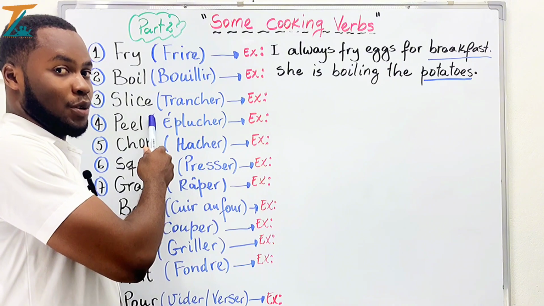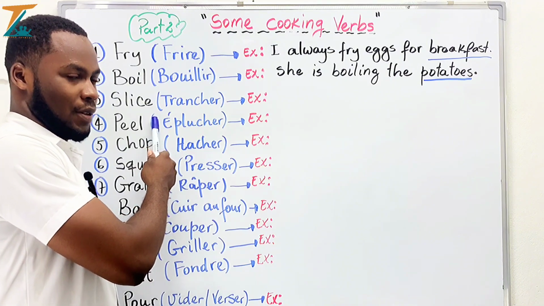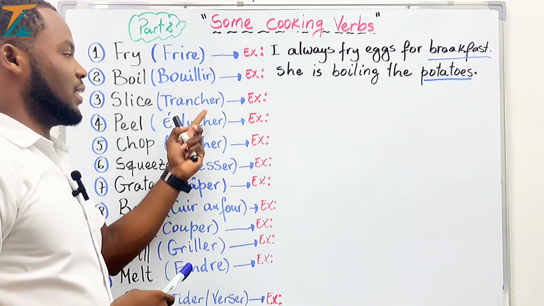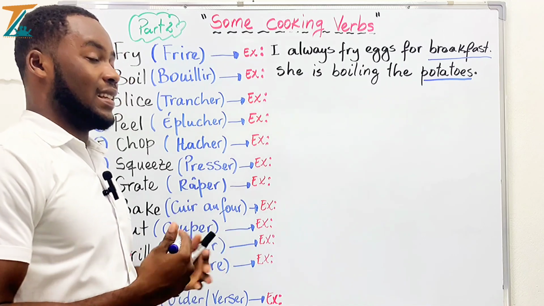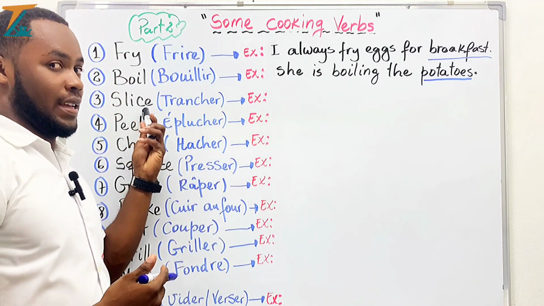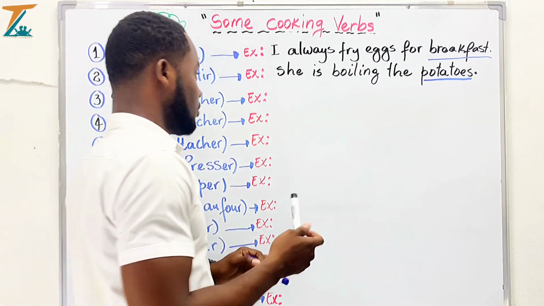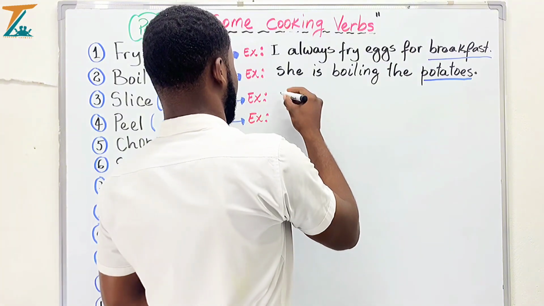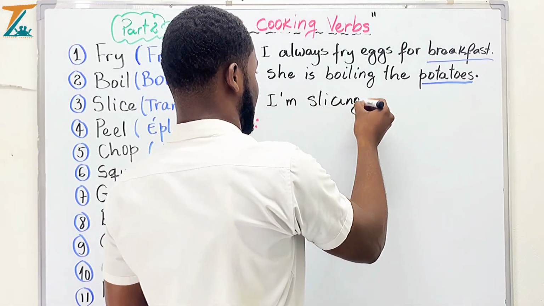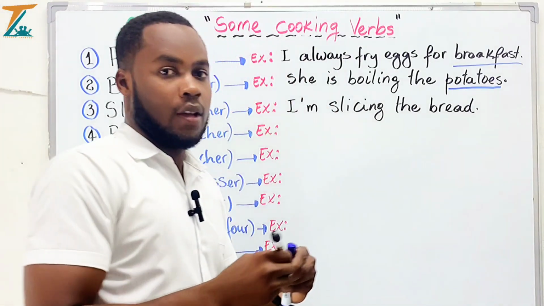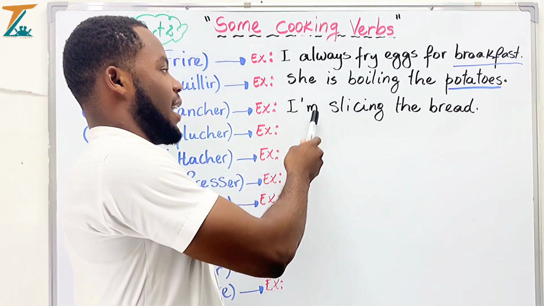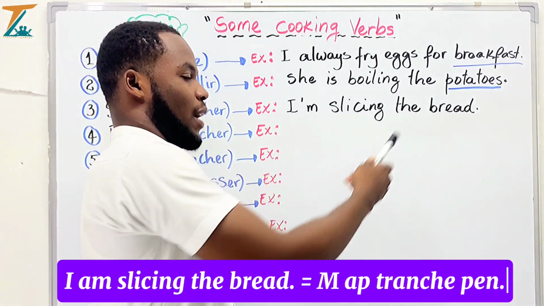Slice. I want you to repeat. Slice. Okay, slice means trancher. Okay, how can I say trancher? I say slice. For example, okay, so we have this example. I am slicing the bread.